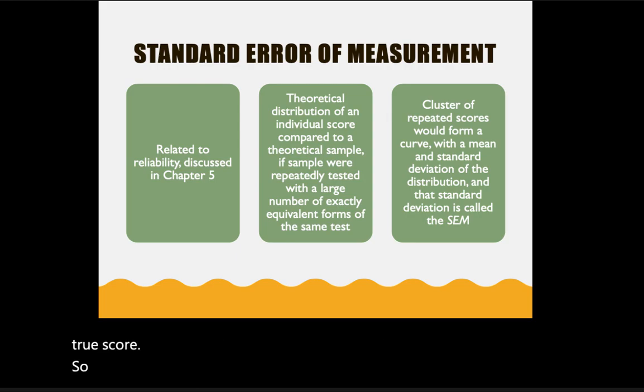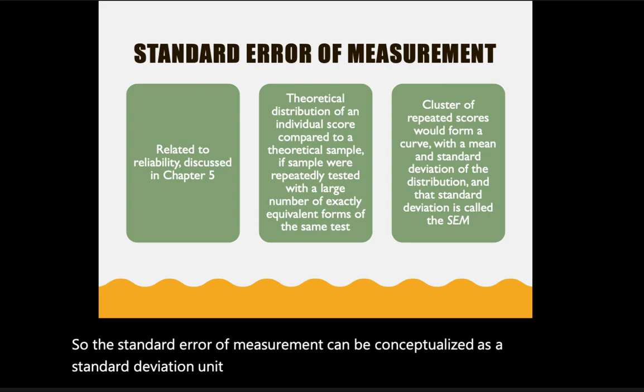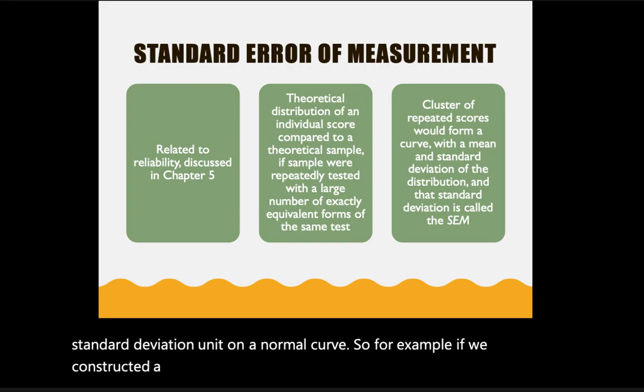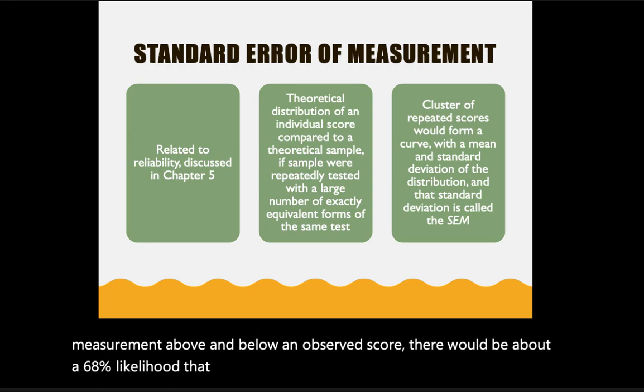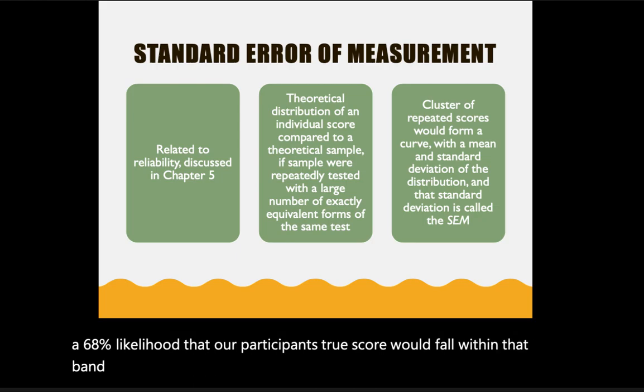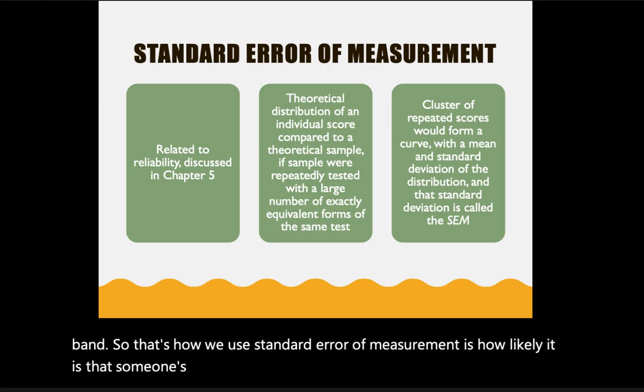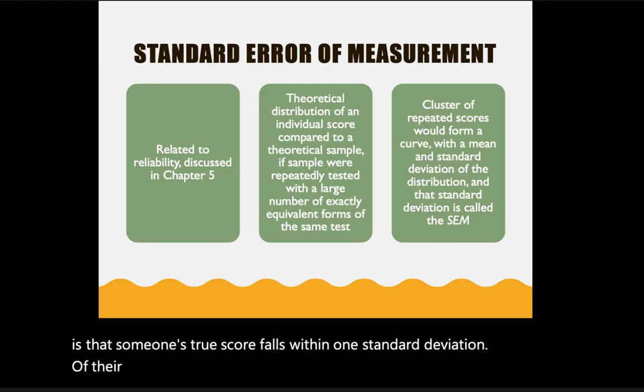So the standard error of measurement can be conceptualized as a standard deviation unit on a normal curve. For example, if we constructed a confidence interval, or a band, of 1 standard error of measurement above and below an observed score, there would be about a 68% likelihood that our participant's true score would fall within that band. So that's how we use standard error of measurement: how likely it is that someone's true score falls within one standard deviation of their observed score.